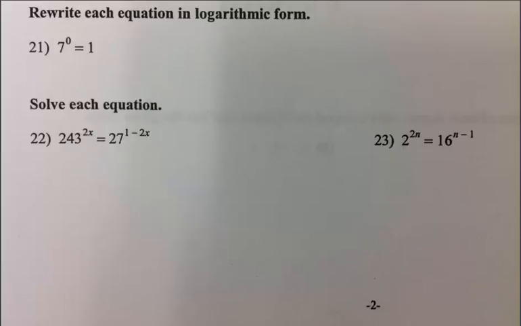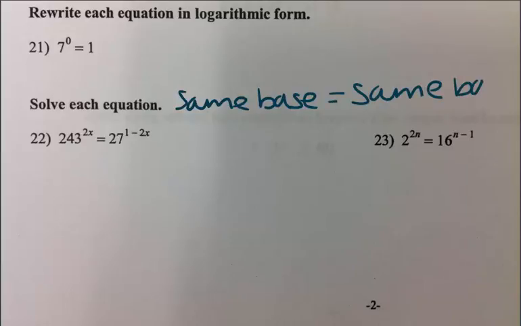I'm going to try to do that with this one. If I can get same base equals same base, like they both have to be a base 2 or they both have to be a base 5, then all I need to do is take the exponents. I can drop off everything else and just take the exponents. So if we look at these crazy numbers, 243 and 27, we have to write them as something that is similar.